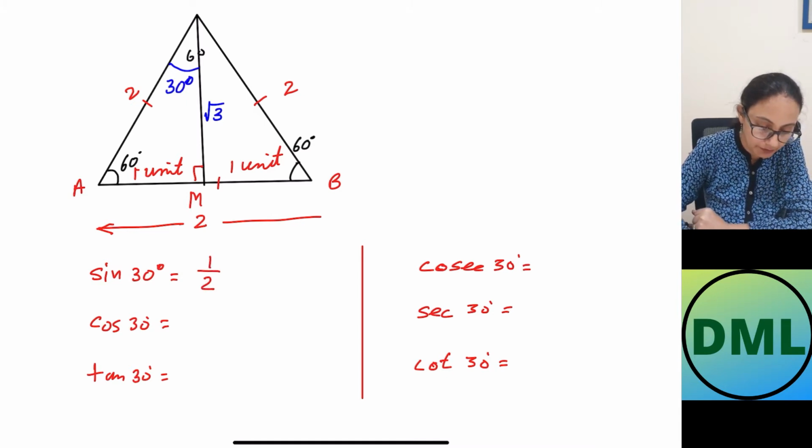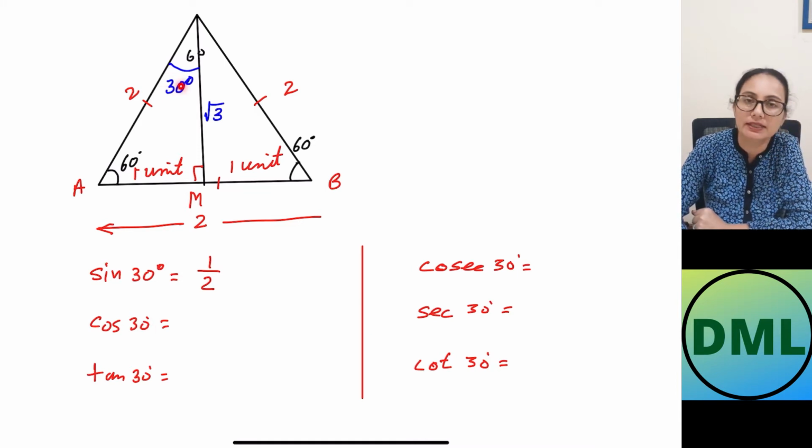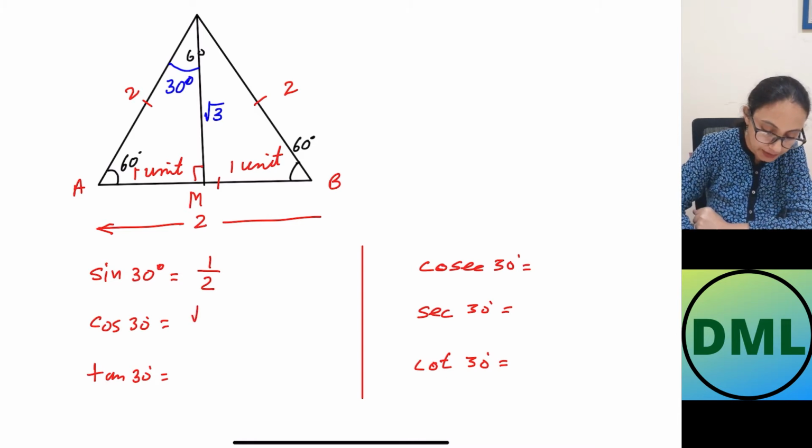Now I will write down the value for cos 30 degrees. So for this 30 degrees, cos 30 degrees is what? Base over hypotenuse. For this 30 degrees, root 3 is the base and 2 is the hypotenuse. So cos 30 degrees is root 3 over 2. So let's substitute the value here. It is root 3 over 2.